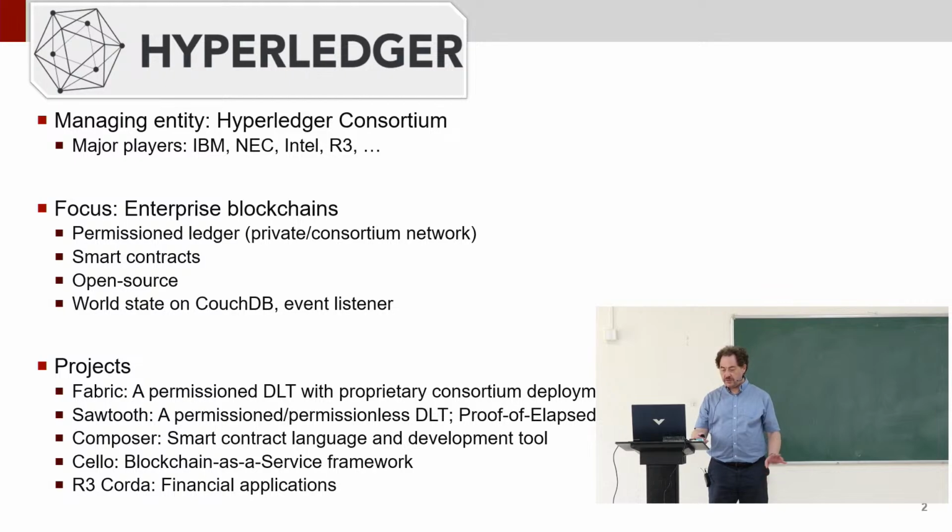So R3 Corda is totally separate. Fabric, Sawtooth, and R3 Corda are in a way competing implementations of blockchain, even though they are within the same umbrella. So today we are mostly looking into Fabric, but we'll also briefly talk about Sawtooth. And in the next lecture, I'm going to present Corda.